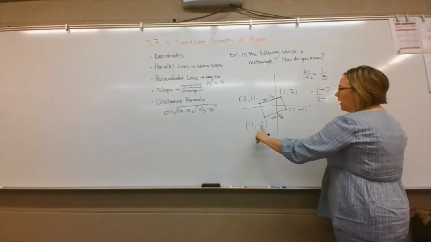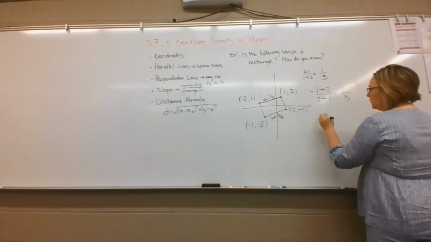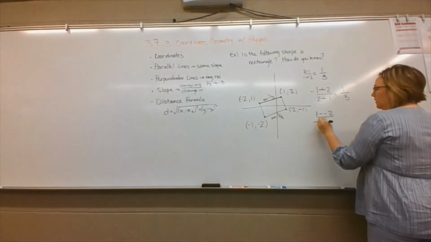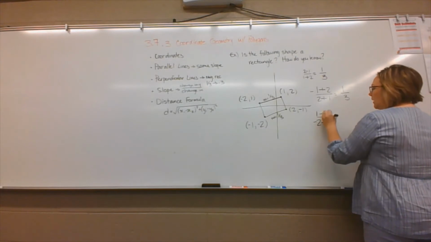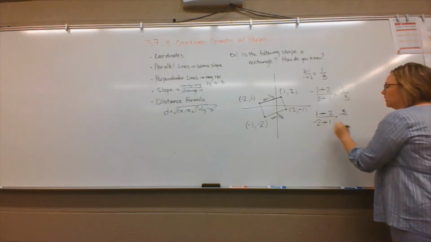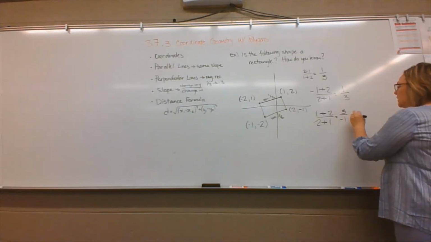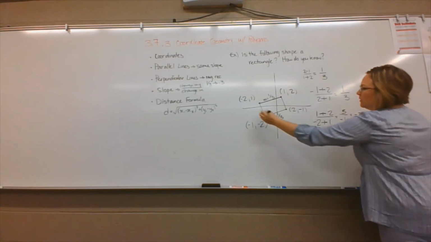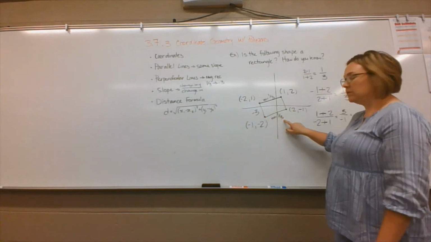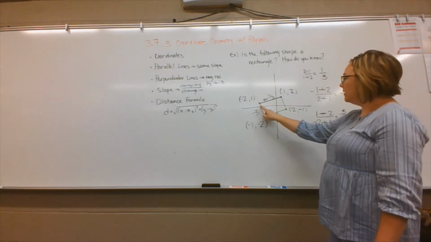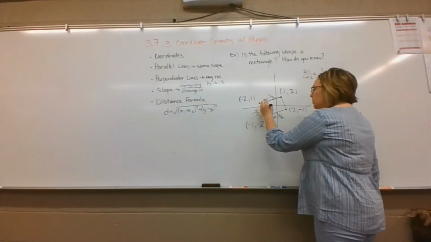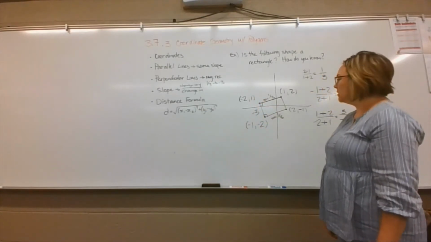So now we need to check these two lines here. So we're going to take our y's again. 1, subtract -2, over -2 subtract -1. Okay, it becomes adding when we subtract a negative, so we get 3 over -1. 3 over -1 is the same as -3. So let's stop right here and think for a minute. -3 is a negative reciprocal of 1/3. That means this line segment meets at a 90-degree angle with these two line segments because they are negative reciprocals of each other.